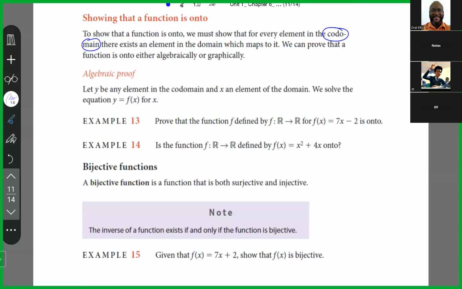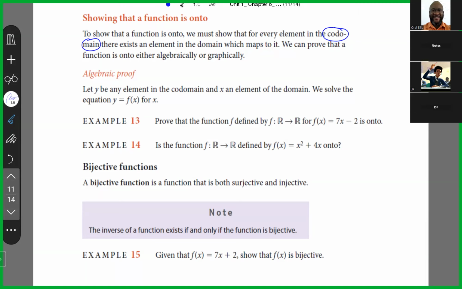We can only find the inverse of a function that is what? One-to-one, which is injective, and surjective, which is a function in which every element in the codomain is the image of at least one element in the domain. In this case, it must be only one.